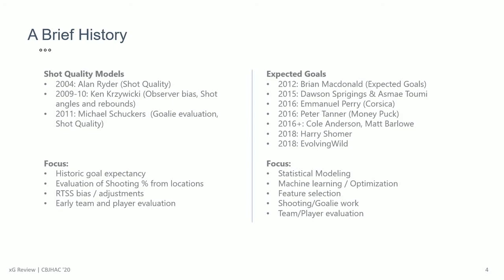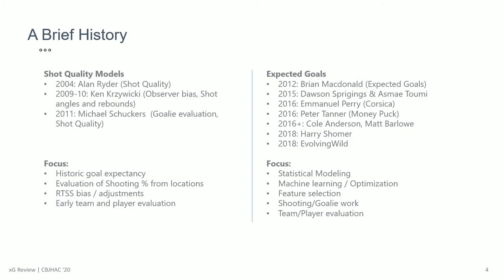So, a brief history. I don't have a ton of time to dig into this too much. I just wanted to put up some of the keynote work that's been done. It's very fascinating to go back and look at Alan Ryder's paper from 2004, which is the first thing that looked at this from what we can find. The work on the left here was before XG really got the name expected goals. It was the idea of shot quality: how good are shots from different areas, what's the average scoring or shooting percentage, all that stuff. We actually will get into Alan Ryder's paper. We have a model based on his paper from 2004 as one of our baseline methods.